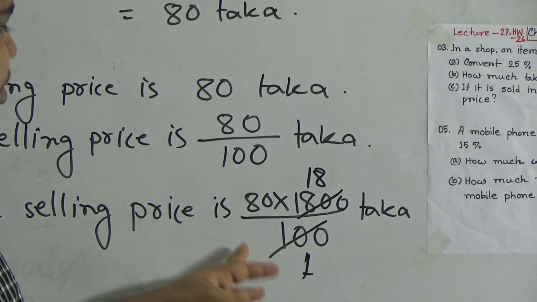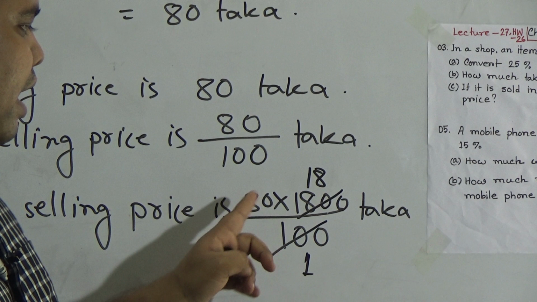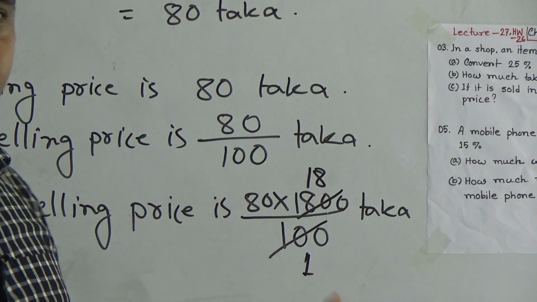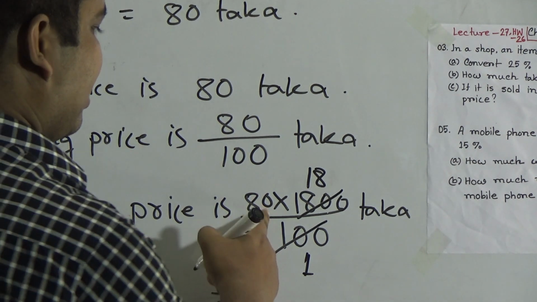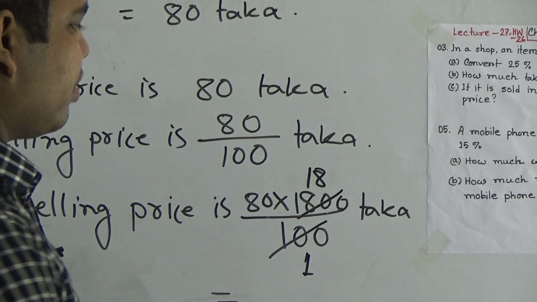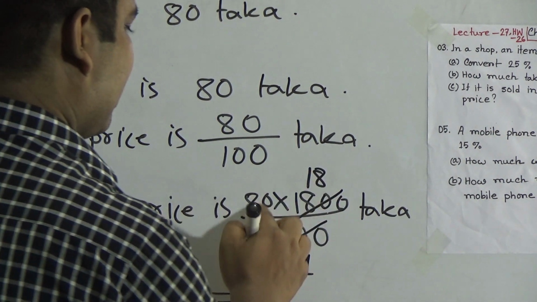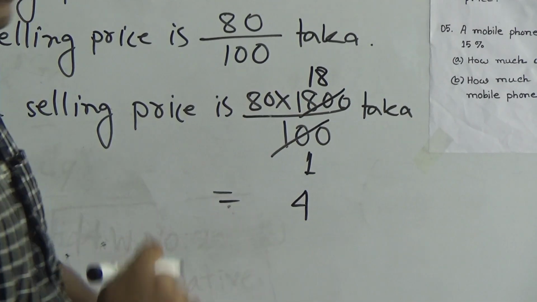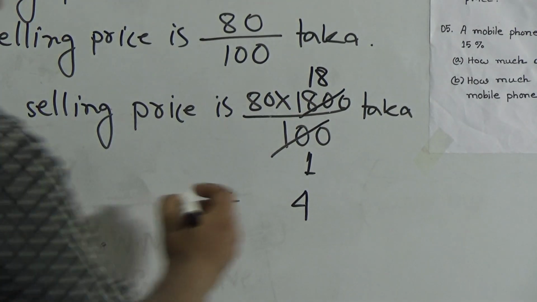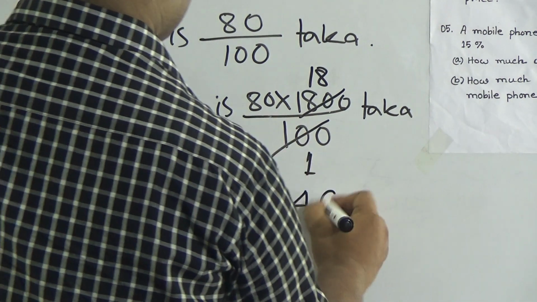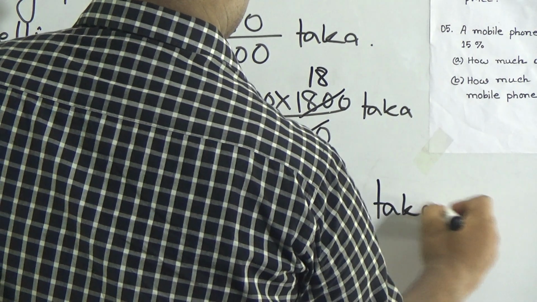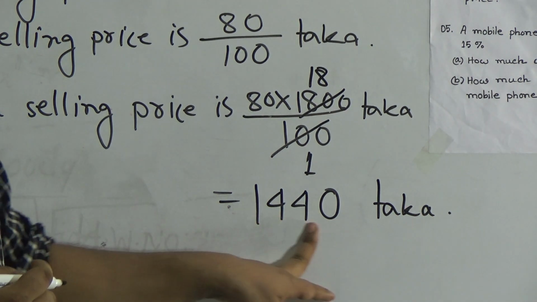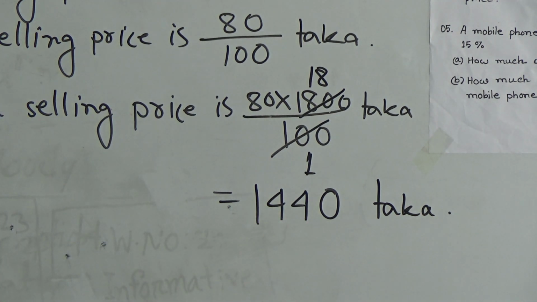Okay. Now notice here the denominator is 1 and the numerator is 80 multiplied by 18. Now we multiply these two numbers and we get the answer. Notice here 80, here 8. So first of all we multiply this 8 by 18. 8 eights are 64 and 8 ones are 8, and carrying 6, 14. So now 14 and this 0 is here. So the selling price of that item is 1440. I hope you have understood, and this is the answer.